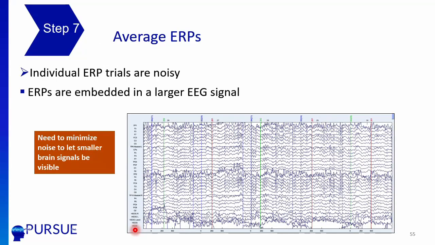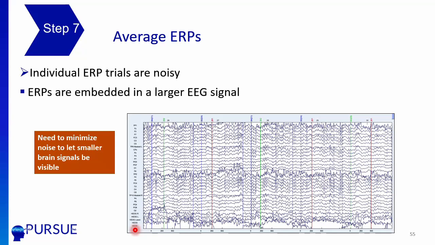Okay, our last step is to average the ERPs. Now remember, individual ERP trials are fairly noisy, and so what we're going to do is average across like signals to reduce the noise and extract the common signal, or the event-related potential, right?